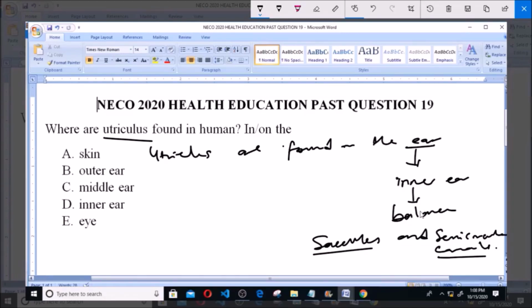Also, the cochlea, which is the organ of hearing, is also located in the inner ear. So the answer to this question is option D, inner ear.